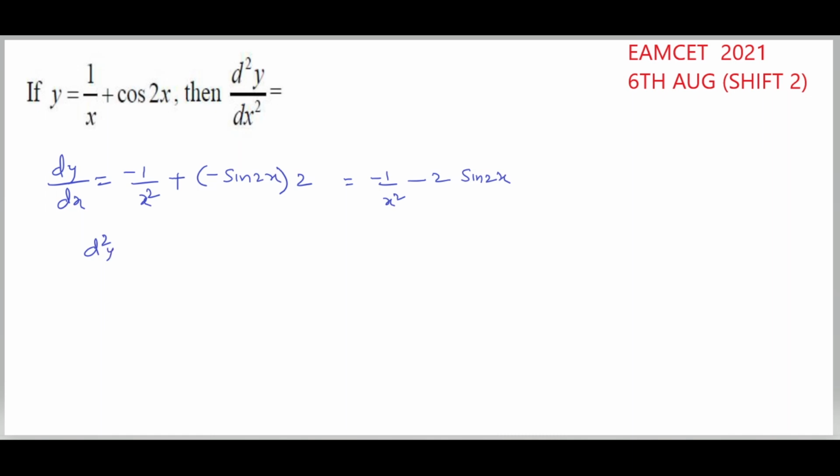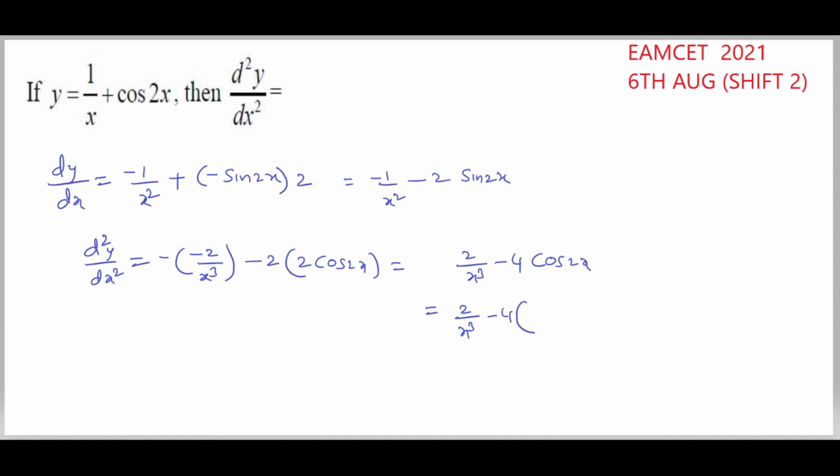Therefore again differentiation with respect to x, that is d square y by dx square is equal to derivative of minus 1 by x square, that is 2 by x cube, minus 2 into derivative of sine 2x, this is 2 cos 2x, that is equal to 2 by x cube minus 4 cos 2x. That is equal to 2 by x cube minus 4 into cos 2x. From the problem, cos 2x is y minus 1 by x. So that is equal to 2 by x cube minus 4y plus 4 by x. This is the required answer.